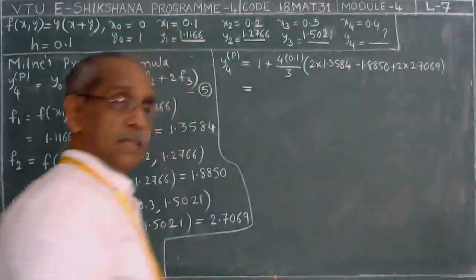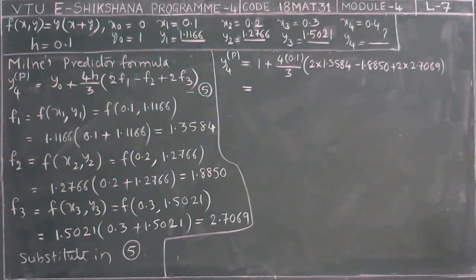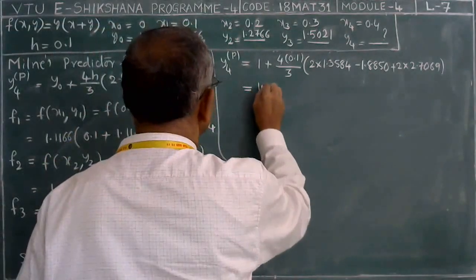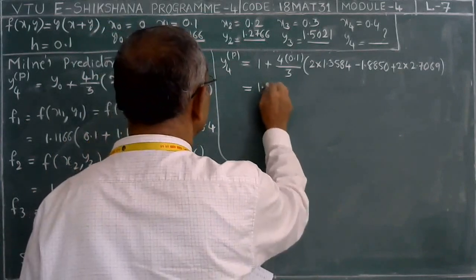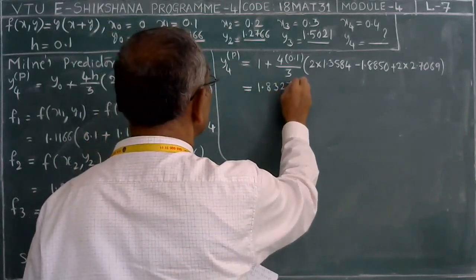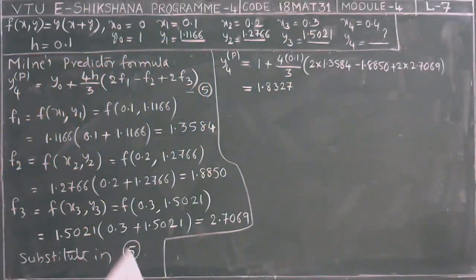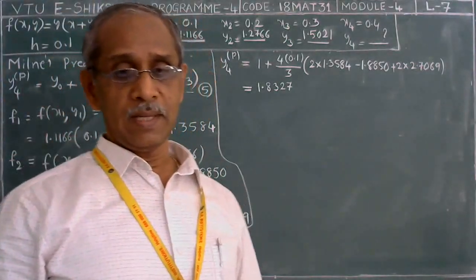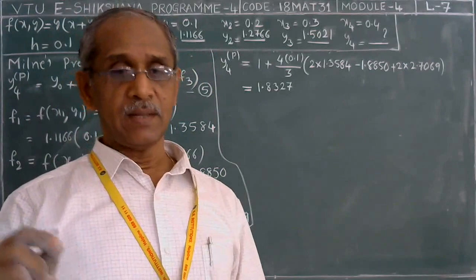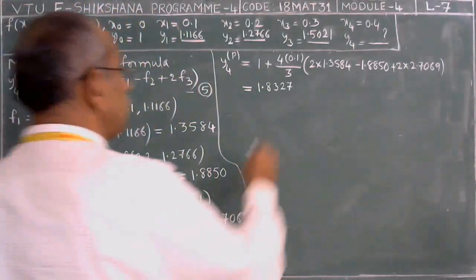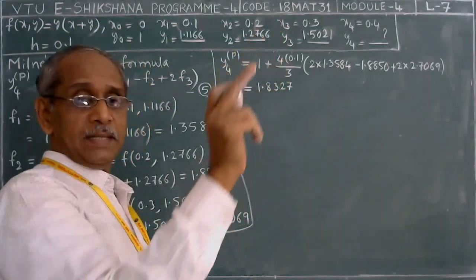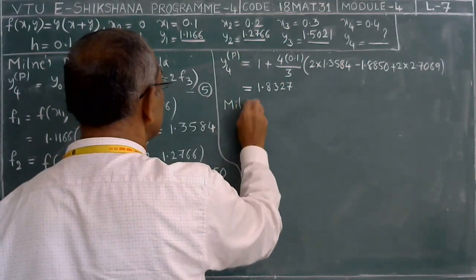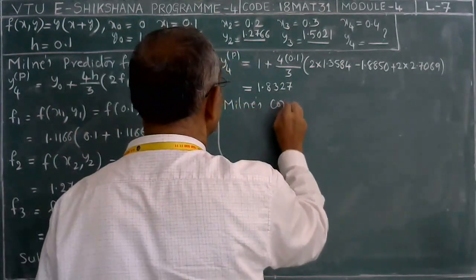So if you calculate using a calculator, you get y4p as 1.8327. So the predicted value of y at x equal to 0.4 is 1.8327. Okay. Now I have to correct this. Let me correct this using Milne's corrector formula.